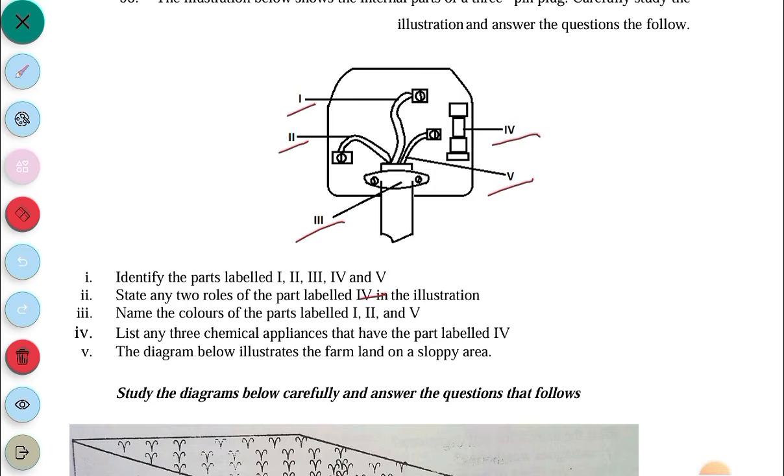The fuse helps to prevent the flow of current during overload, and also it prevents damage of the electrical appliance. Then the next one says list any 3 electrical appliances that have the part labeled IV. Okay, it's actually electrical appliances, not chemical. So we have electric iron, rice cooker, and then a heater.